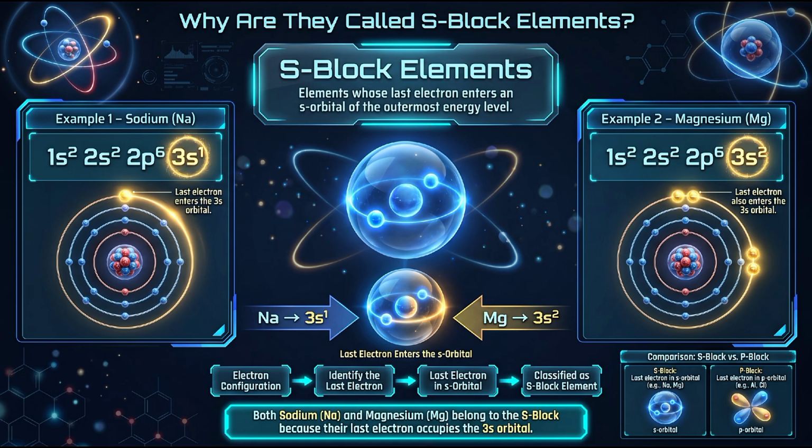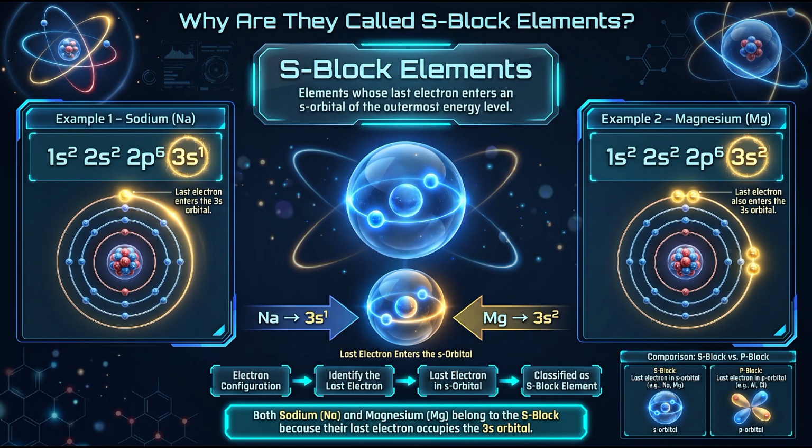The reason group 1 and group 2 are the only groups in the s-block is related to the capacity of the s orbital. Since an s orbital can hold a maximum of 2 electrons, only 2 different outer electronic configurations are possible, ns¹ and ns². Elements with the outer configuration ns¹ are placed in group 1, while elements with the outer configuration ns² are placed in group 2. Once the s orbital becomes completely filled with 2 electrons, the next electron must enter a p orbital, and the element then belongs to the p block instead of the s block.